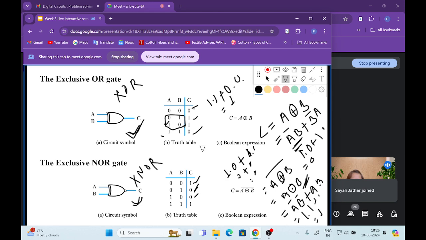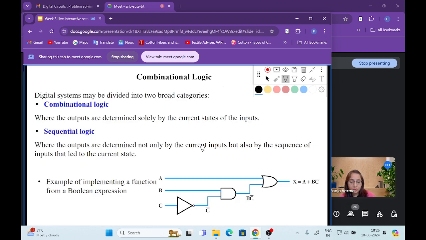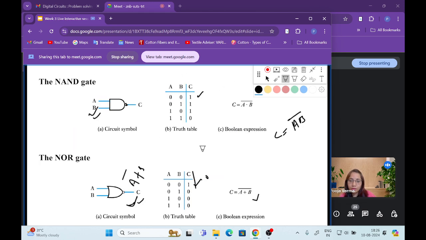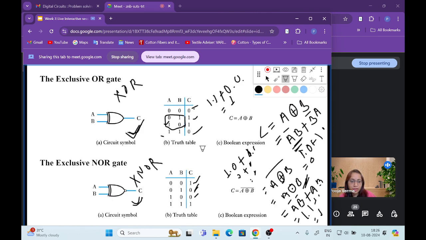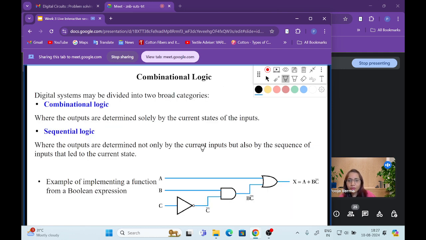Okay. So these are some gates which we are going to use for solving the Boolean algebra problem. Next one is combinational logic or sequential. In digital circuits, there are two broad categories: first one is combinational logic, and another one is sequential circuit. Sequential circuits we will study later, but whatever you are currently seeing comes under combinational logic.